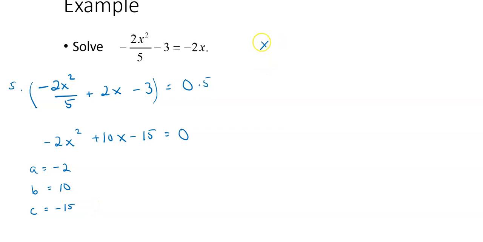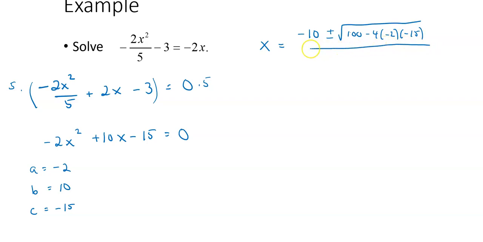All right, so if I want to set up my quadratic formula, x equals the opposite of b plus minus the square root of b squared, so 10 squared is 100, minus 4 times negative 2 times negative 15, all over 2 times negative 2. Right, let's work through that discriminant and simplify. Negative 10 plus minus the square root of 100 minus, minus times minus makes a minus. 15 times 2 is 30. 30 times 4 is 120.